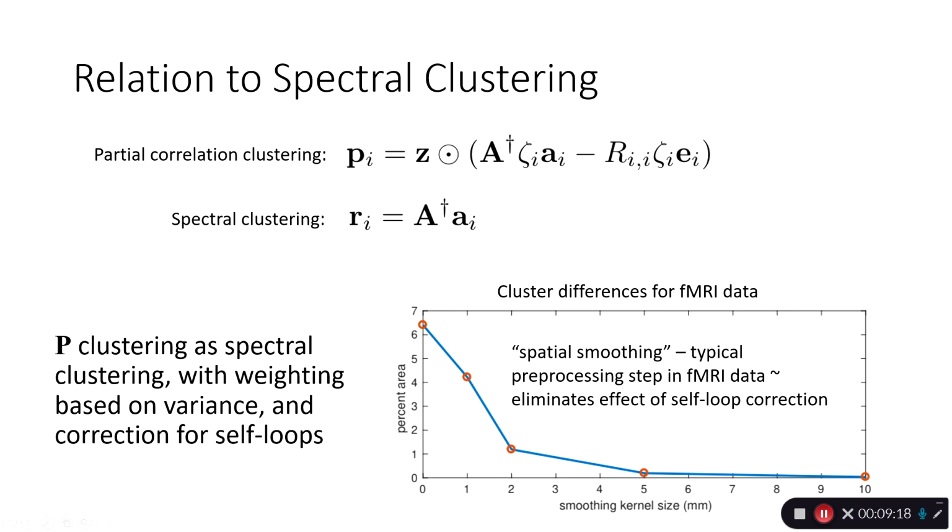So that's partial correlation clustering, and essentially spectral clustering can be viewed as clustering of columns in this form. By taking out all the scalings and removing that self-loop correction, I get spectral clustering. So that's the difference. Partial correlation can be viewed as a scaled version of spectral clustering. And this plot shows that it's only a few percent difference for this data set.